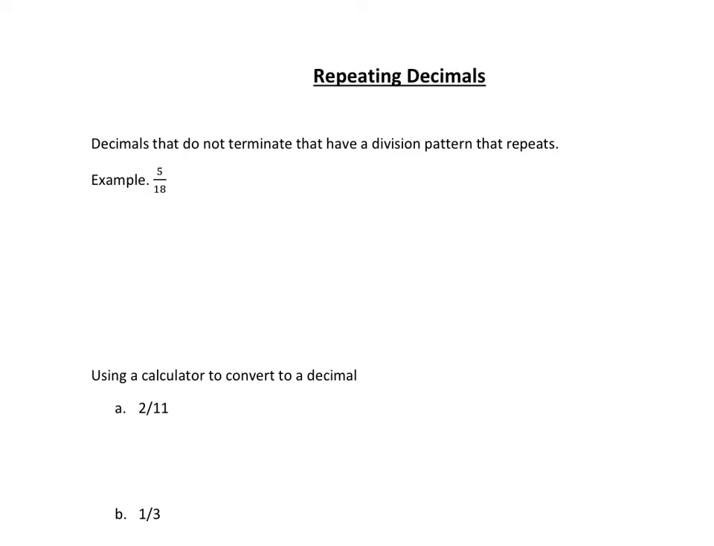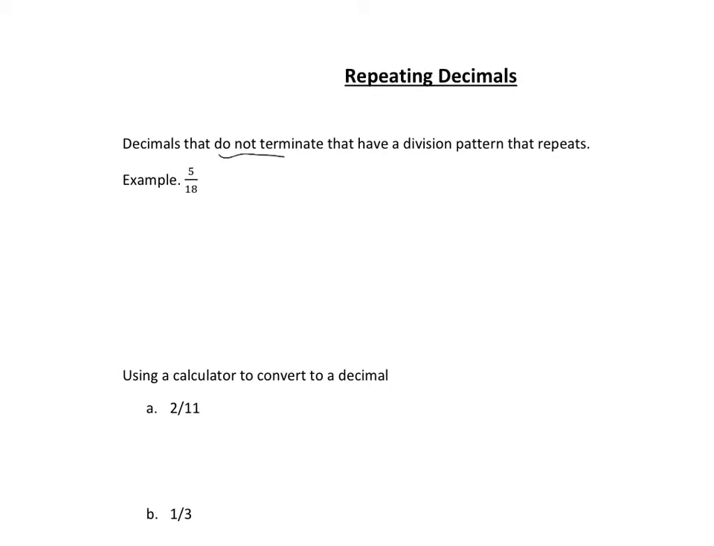Okay, we're going to look at repeating decimals. These are decimals that do not terminate, but they do have a division pattern that repeats. And the repeat part is called the repetend. Okay, so if I'm looking at the fraction 5/18, let's see what happens.